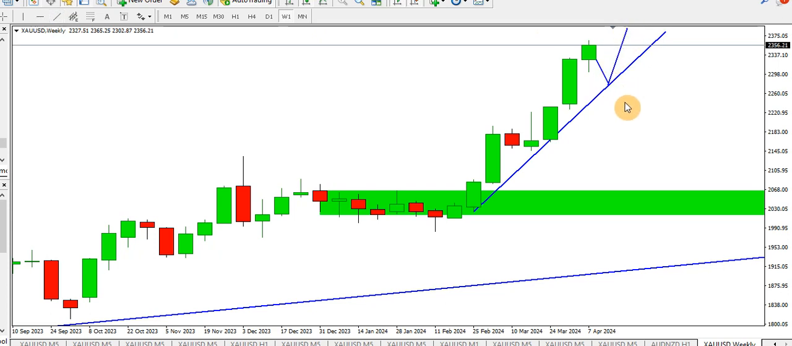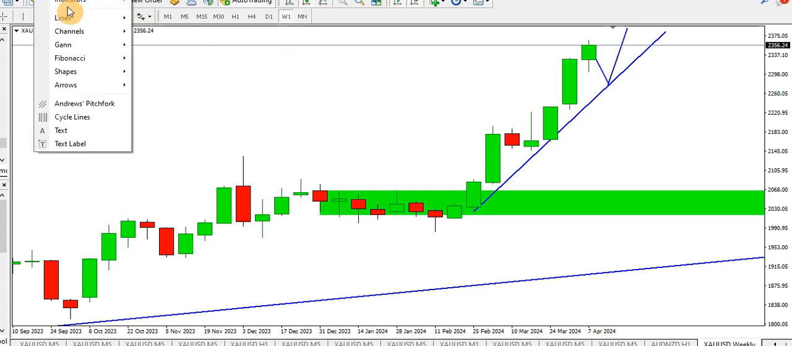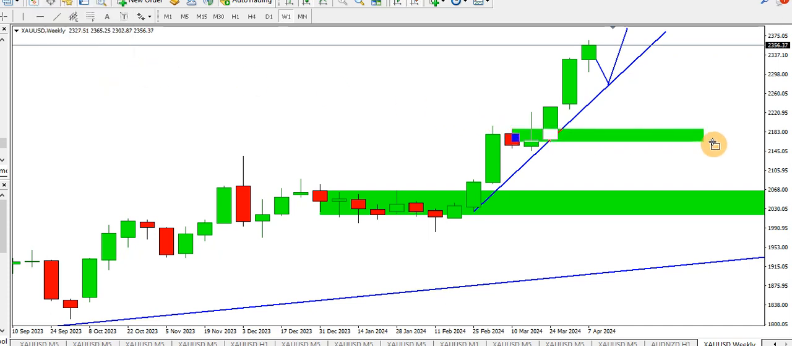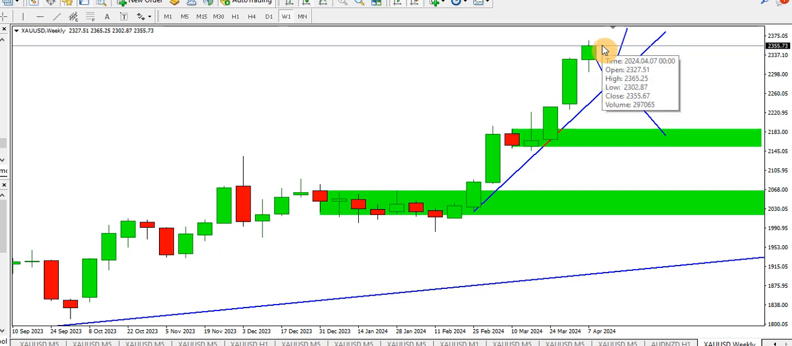All right, but for now, the closest order block that might also serve as a demand zone where the buyers are likely to come in is around this area, which is at the 2170 level. So in case price drops, buyers might come in around here to push price up. But for now, the market price is strongly bullish on the weekly time frame.